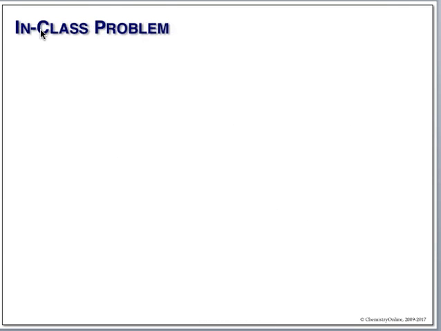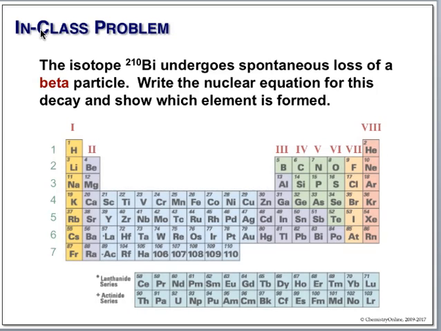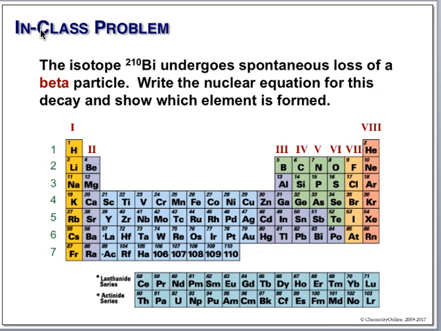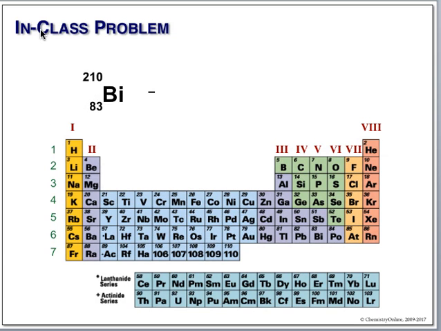Let's look at an example. Bismuth-210, loss of a beta. Go ahead and write the equation. Bismuth is 83, so it's right here.